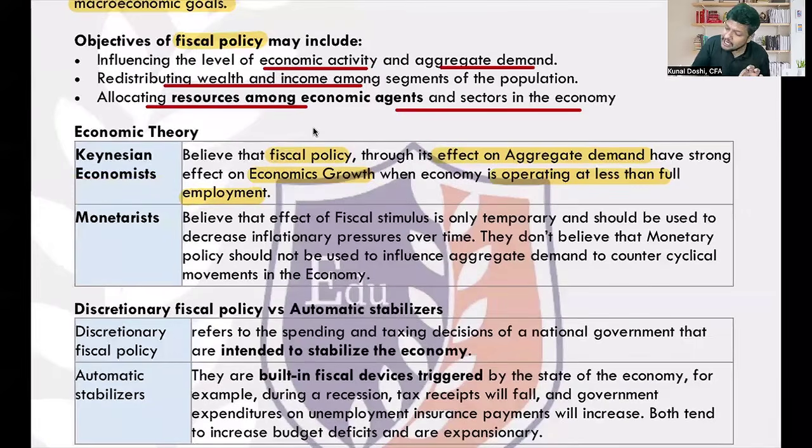Monetarists, on the other end, do not agree with this. They believe that fiscal stimulus is only temporary. It's not a permanent solution. You cannot revive the economy just by reducing the taxes forever or by supplying more money. And it should be used to decrease inflationary pressures over time. So Keynesian economists believe that fiscal policy can be used to increase economic activity. Monetarists believe that it is only useful to manage inflationary pressure, nothing more. You cannot influence the economic growth.